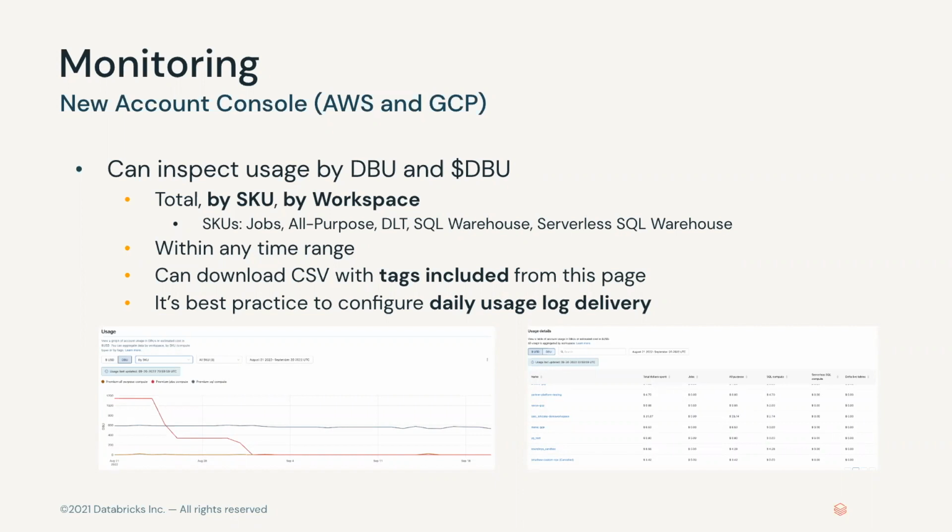But then there's a page which gives you usage details, so you can understand exactly who's using what. With those usage details, you can understand, for example, what workspace is creating the most DBUs, what kind of jobs they're running, whether it's jobs, all-purpose compute, DLT, SQL warehouse, and so on. You can look at things within different time ranges, and you can even manually download CSVs that include those tags. When I mentioned cost center tags earlier, those tags will be included in the CSV that you might download from this account console page.